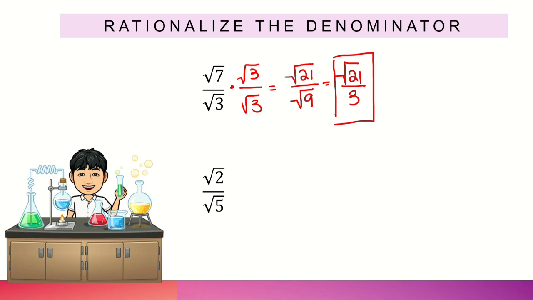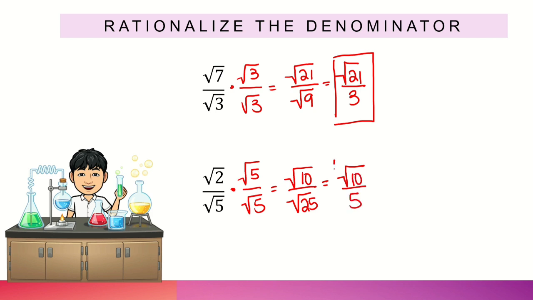Let's try to answer number 2. If we have square root of 2 all over square root of 5, again we multiply this by square root of 5. Then we multiply square root of 2 times square root of 5. The answer is square root of 10 all over square root of 25. Then we simplify. We know that square root of 25 is 5. Therefore, our answer here is square root of 10 all over 5. Notice that the denominator now is free of radicals.